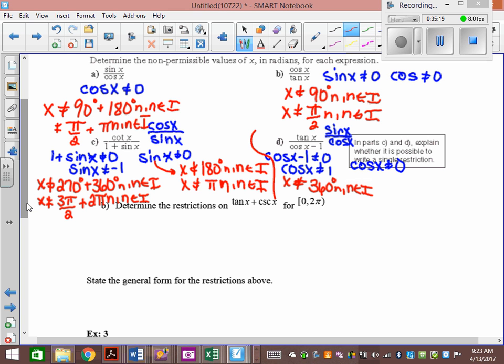And cos x is 0 at every 90, 270, 90, 270. So x can't equal 90 degrees plus 180 degrees n, n an integer. Or x can't equal pi over 2 plus pi n.